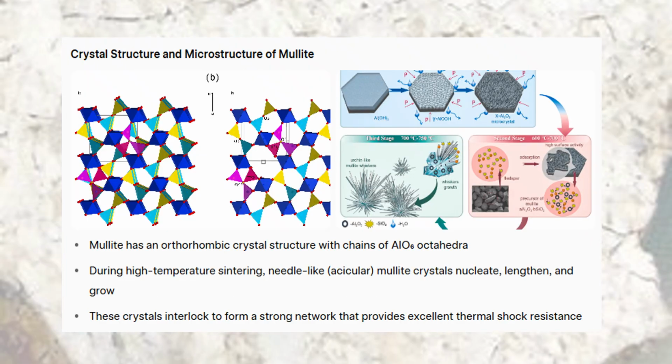This is the crystal structure and microstructure of Mullite. Mullite has an orthorhombic crystal structure built around chains of aluminum oxide octahedra. The most important feature develops during processing. Long, needle-like Mullite crystals grow and interlock with each other. This network of interlocking needles is what gives Mullite its strength and outstanding ability to resist cracking when temperatures change quickly.